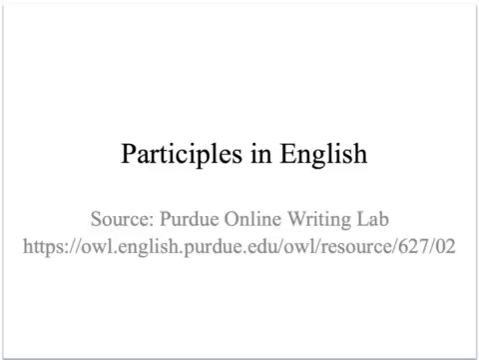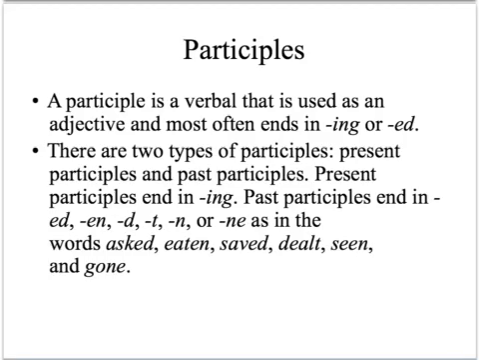This video covers participles in English. The source material for this is the Purdue Online Writing Lab. A participle is a verbal adjective, meaning it is an adjective that comes from a verb. It ends in -ing or -ed. In English, there are two main types: the present participle, which ends in -ing, and the past participle, which ends in -ed, -en, -d, -t, -n, or any, like asked, eaten, saved, dealt, seen, or gone.